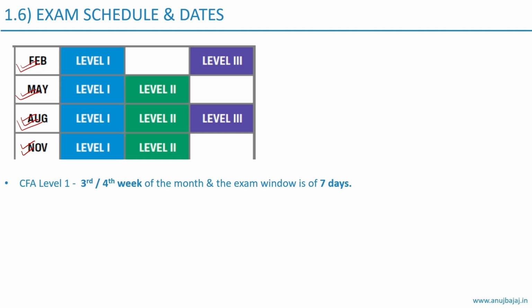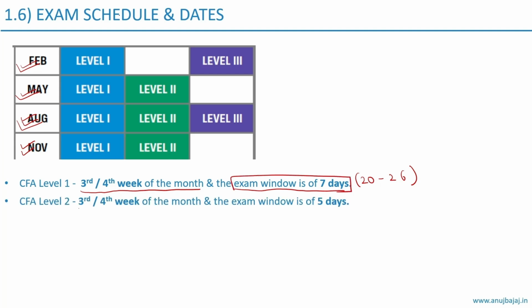The CFA Level 1 exam is usually conducted in the 3rd or 4th week of the month, and the exam window is of 7 days. For example, if you have registered for the August Level 1 examination, the examination window is from say 20 to 26th of August. You can choose any particular day on which you want to appear for your exam. The exam window is of 7 days.